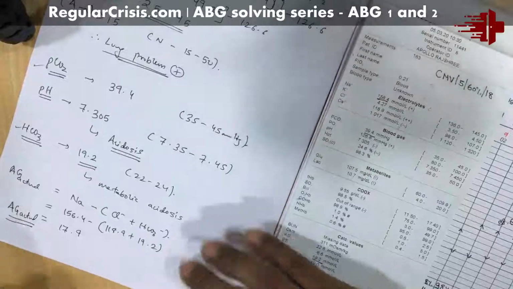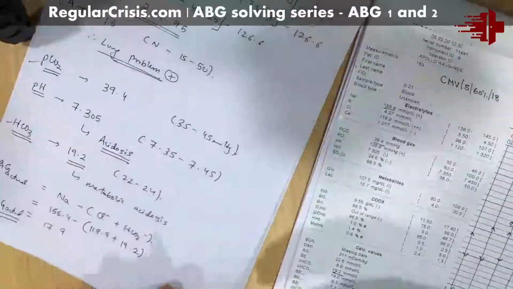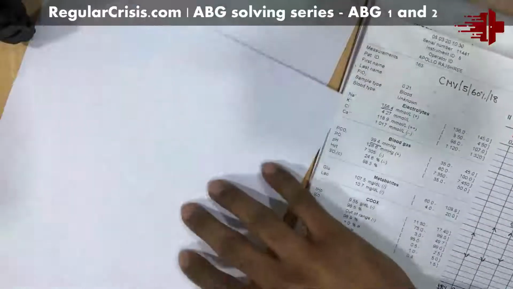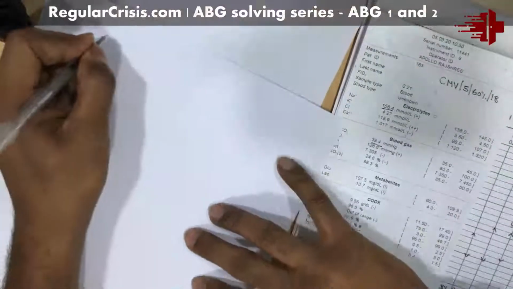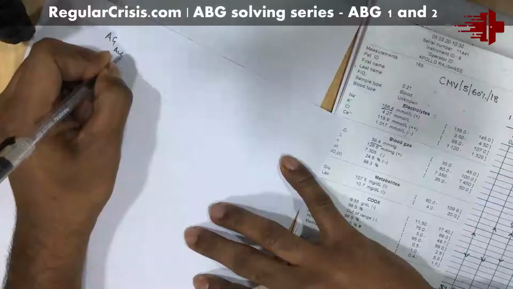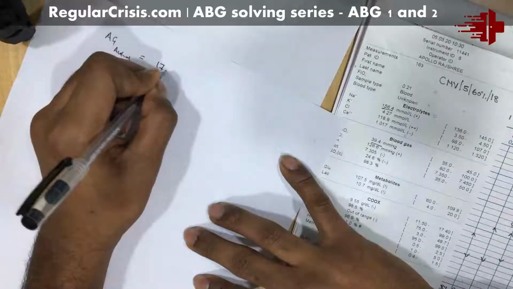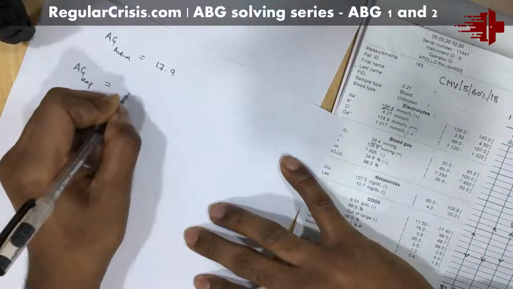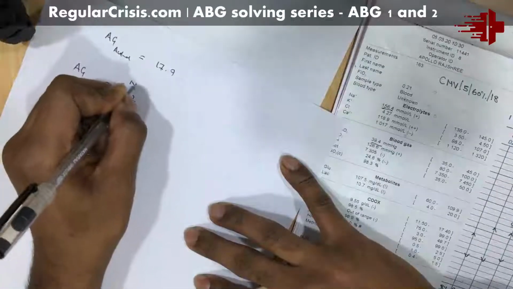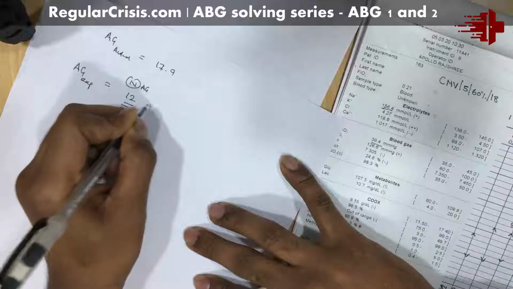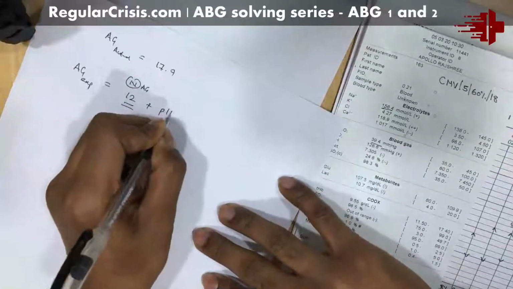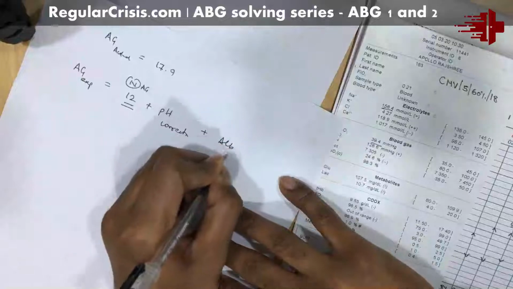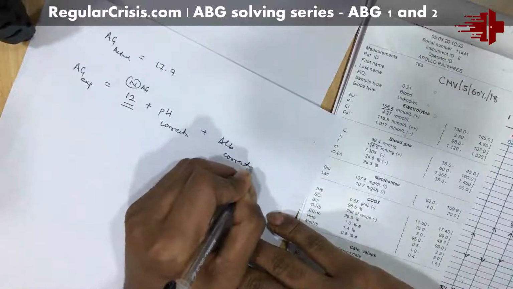Just by looking at 17.9, you can't classify. You need to compare it with what is expected in this patient. So write down the actual anion gap: AG actual is 17.9. Now what is the expected? AG expected: 12 is a constant, the normal anion gap, and we add the pH correction to it, and we also add the albumin correction if there is any.